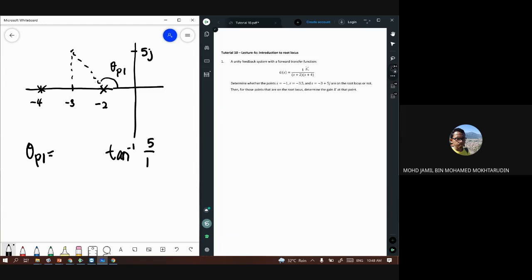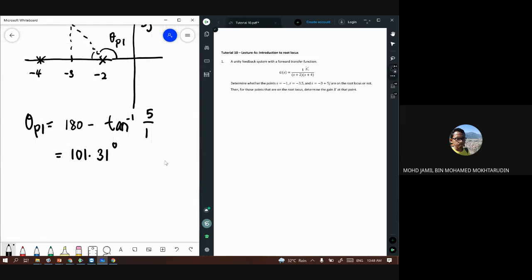Okay, so this angle, and then 180 minus. Okay, so use calculator. So the angle is 101.31 degree.